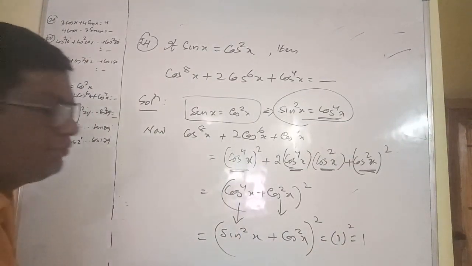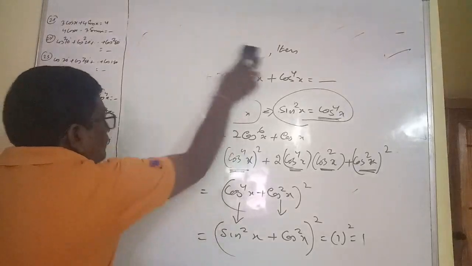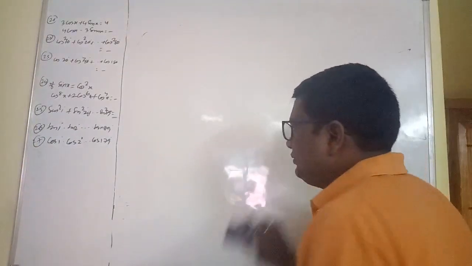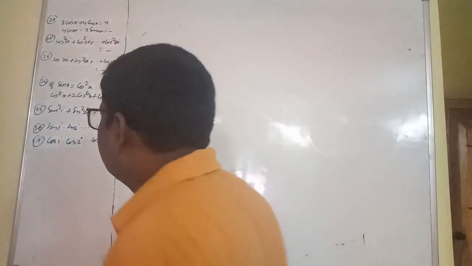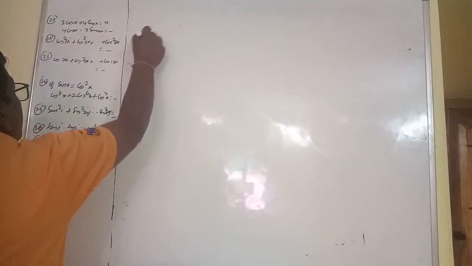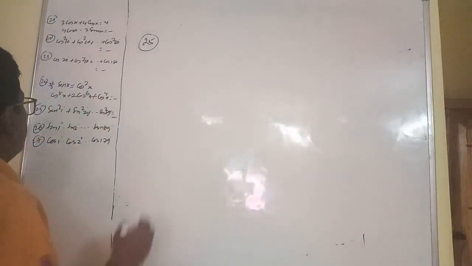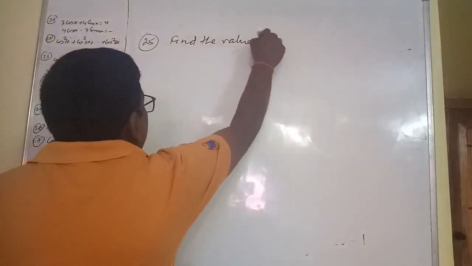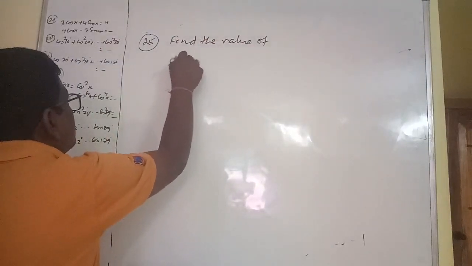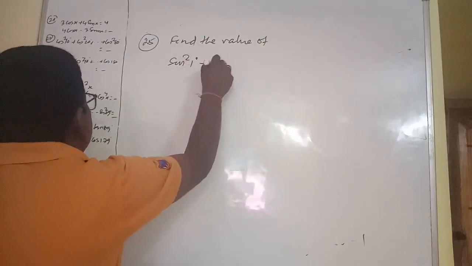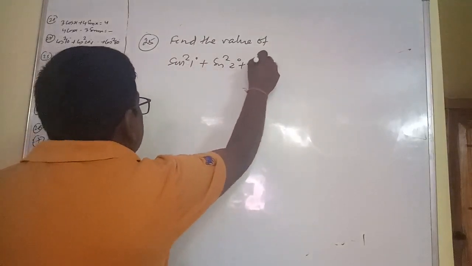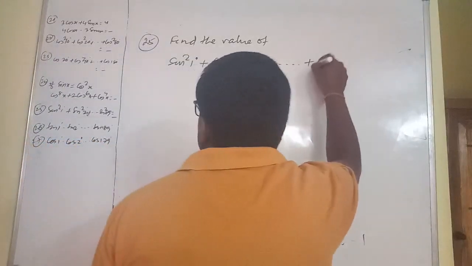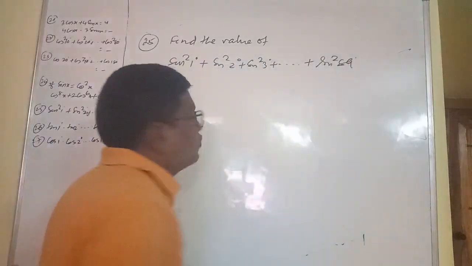Question number 25. Find the value of sin square 1 degree plus sin square 2 degree plus sin square 3 degree, and so on up to sin square 89 degree. This is the question.